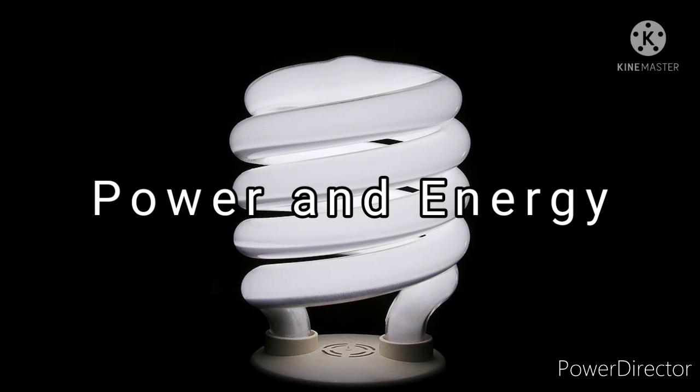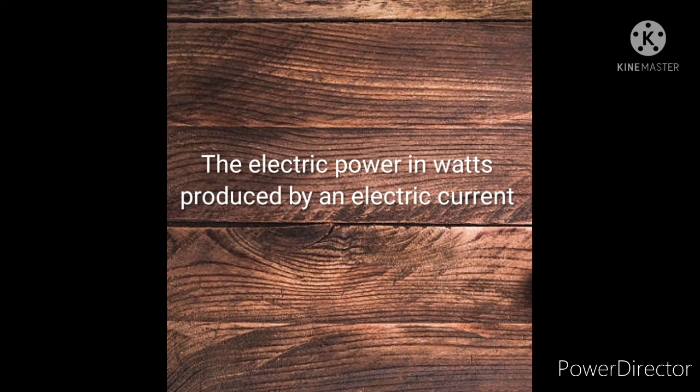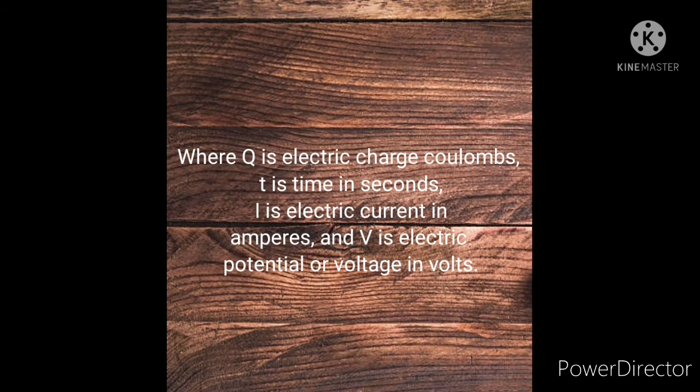Power and energy. First, let us discuss power. Power is the rate at which work is done or the rate at which energy is consumed or produced, and is measured in watts. The electric power in watts produced by an electric current I consisting of a charge of Q coulombs every t seconds passing through an electric potential, where Q is electric charge in coulombs, t is the time in seconds, I is electric current in amperes, and V is electric potential or voltage in volts.